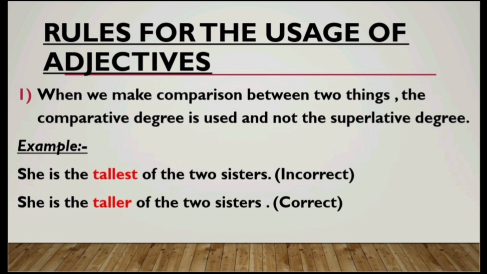Have a look at these examples here. She is the tallest of the two sisters. This is incorrect because the superlative degree is used, but we do not use a superlative degree when we are comparing two nouns or two things, right? So instead we can say she is taller of the two sisters. We are comparing, so we use a comparative degree of adjective when we compare two nouns.